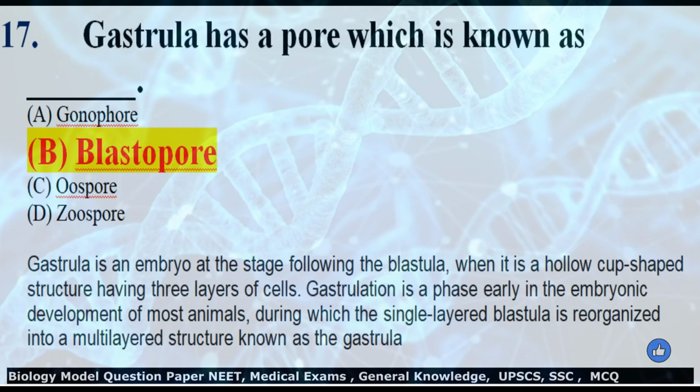Question number 17. Gastrula has a pore which is known as, answer B, blastopore. Gastrula is an embryo at the stage following the blastula when it is a hollow cup-shaped structure having 3 layers of cells. Gastrulation is a phase early in the embryonic development of most animals during which the single-layered blastula is reorganized into a multi-layered structure known as the gastrula.